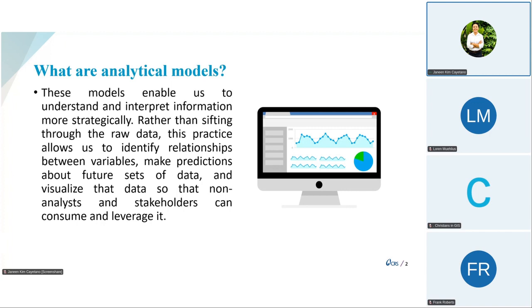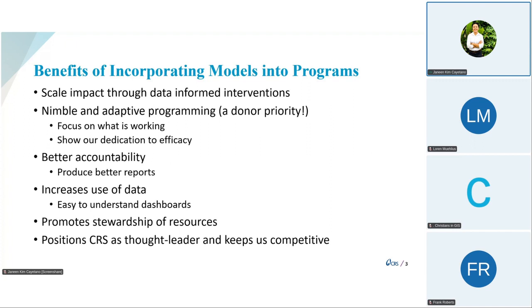These models help us interpret the data that we collect more strategically, identify variables, possibly make predictions, and visualize the data. Oftentimes in technology and data collection, we collect lots of data, even millions of records, but sometimes we don't know how to use it. After the project, that's it, right? So how do these models help our organization? They help us scale impact through data-informed interventions.